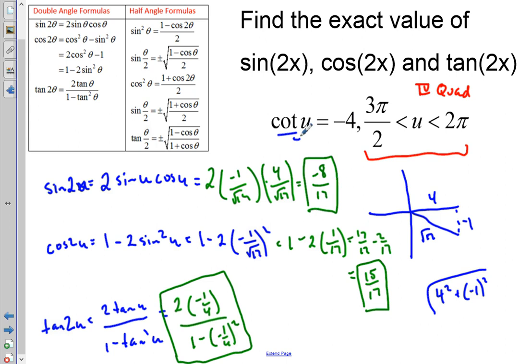But this is, once again, how you can solve for exact values using different equations. Sometimes students get confused by this. Make sure you identify the quadrant, draw out your triangle, and find all the different values. For cotangent, it's going to be adjacent over opposite. And then we have to find our hypotenuse by using the Pythagorean theorem and so forth.